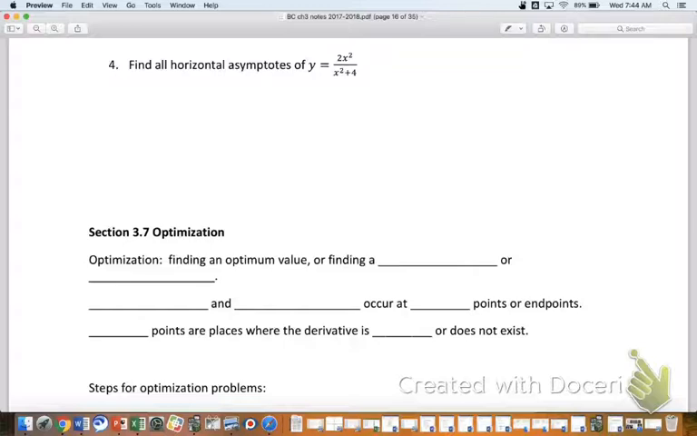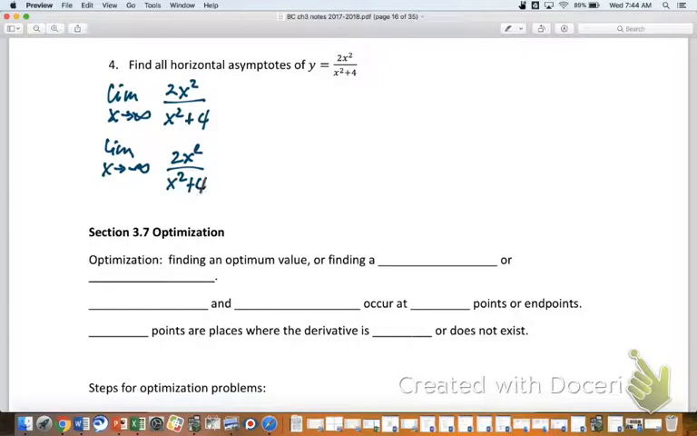So maybe I set something like this up. Limit as x approaches maybe positive infinity of 2x squared over x squared plus 4. And then maybe I try the same sort of thing, limit as x approaches negative infinity of 2x squared over x squared plus 4. So you want to check both ends, both left end and right end, in order to be certain that you've collected all horizontal asymptotes potentially. It could just be one or it could be two.